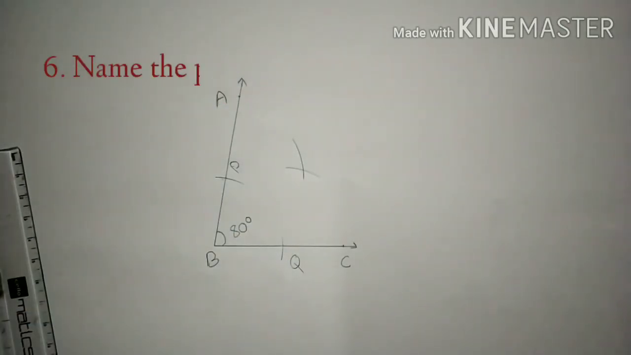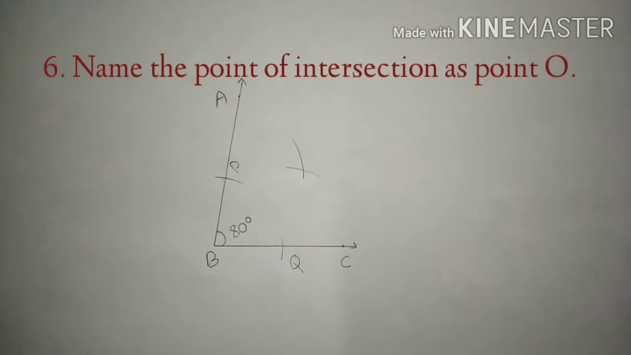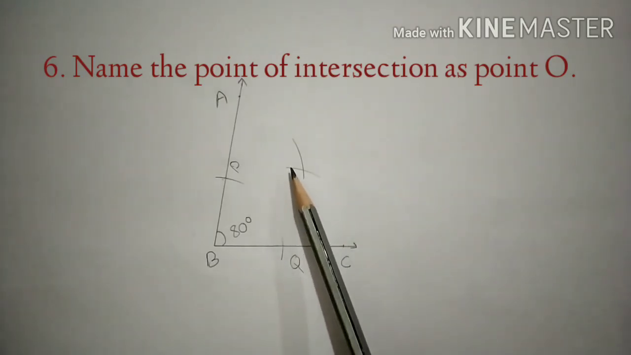Next, name the point of intersection as point O. This is our point of intersection, point O.